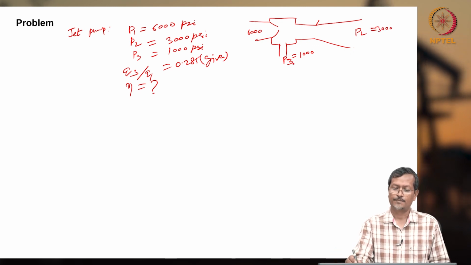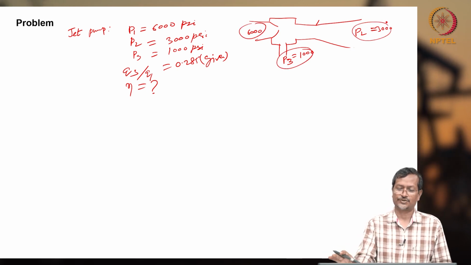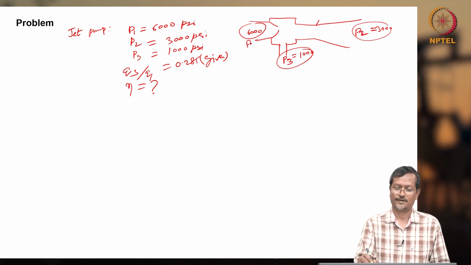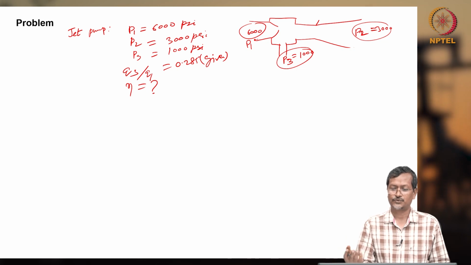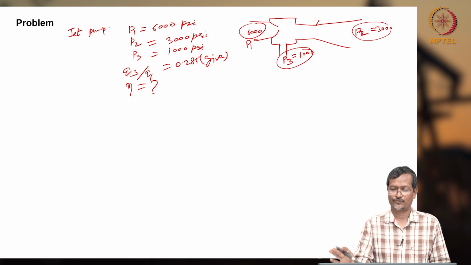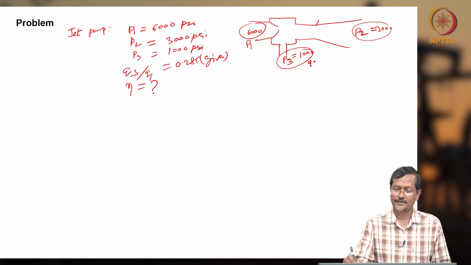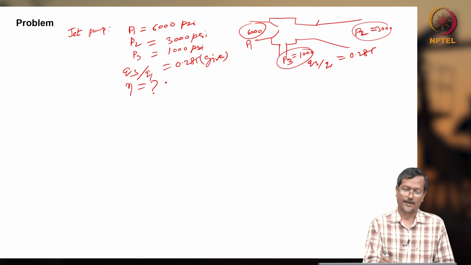Why am I saying this? This is the highest pressure and this is the in-between pressure. You cannot get P2 more than P1, right? Because P1 is the motive pressure, so that pressure must be higher. And P3 must be lower, because P2 will be almost the average of P1 and P3, so it will be in between. From there I am just guessing these will be the values. And the Q3 by Q1 ratio given is 0.285. We have to find eta.